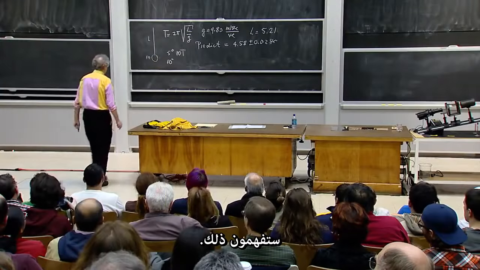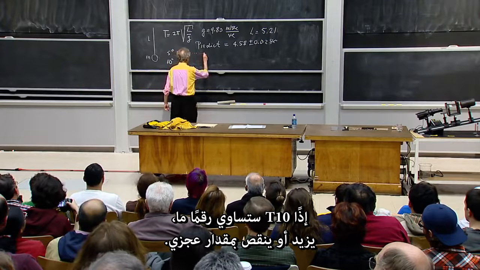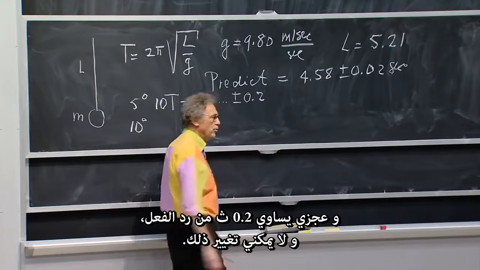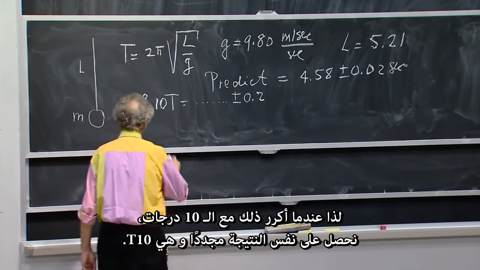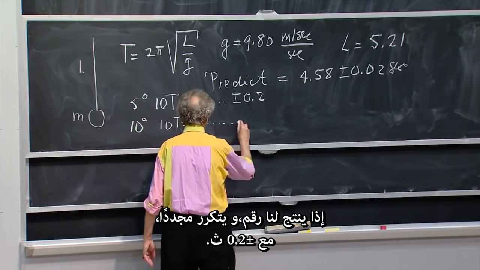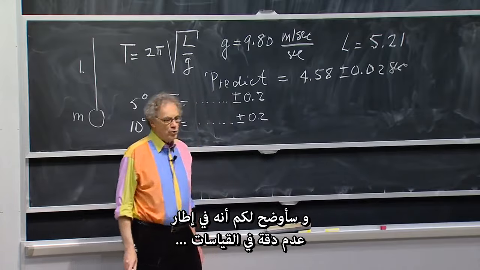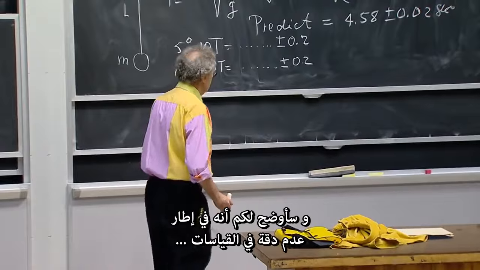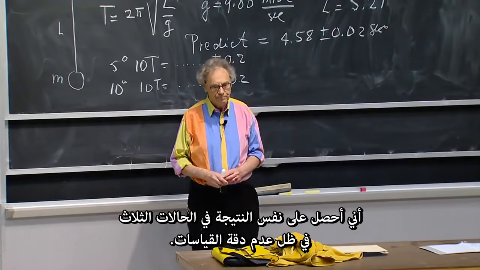You will see that. So the 10t is then going to be some number, plus or minus, my own inability, which is my 0.2 seconds reaction time. I can't change that. And so then I do it at 10 degrees, and then we get again 10t. We get a number, and then we get again plus or minus 0.2 seconds. And I'm going to demonstrate to you that within the uncertainty of the measurements, I get the same numbers in all 3 cases, within the uncertainty.